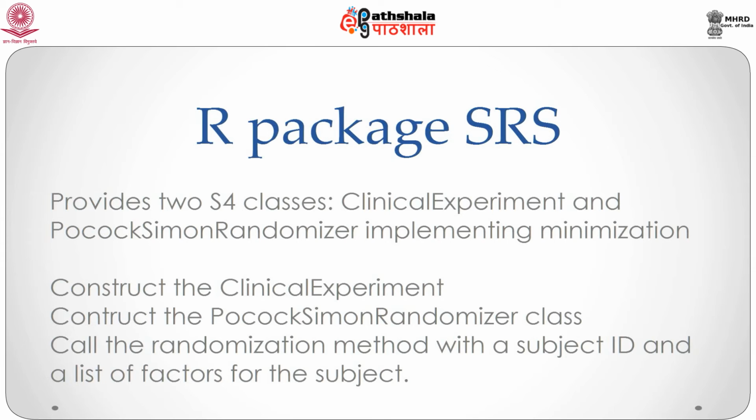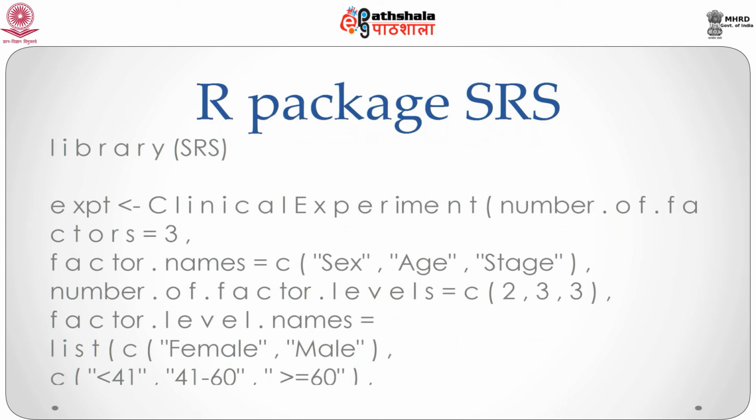So here we are calling library SRS. We are constructing the clinical experiment: experiment is ClinicalExperiment. The number of factors is 3. The factor names is c("sex", "age", "stage"). The number of factor levels is c(2, 3, 3). Factor level names is a list containing c("female", "male"), c("less than 41", "41 to 60", "greater than or equal to 60"), c("1", "2", "3"). The number of treatments is 2, and the treatment names are A and B. We construct the randomizer class as randomizer is new PocockSimonRandomizer, experiment equal to experiment, with a random seed.